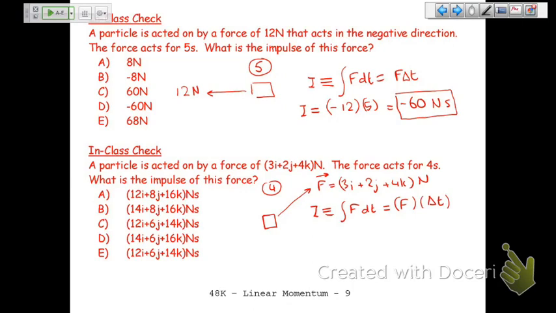So impulse is equal to, my force of course is equal to 3i plus 2j plus 4k, and my time is 4 seconds. So my impulse, this is my vector impulse, is going to equal 12i plus 8j plus 16k.